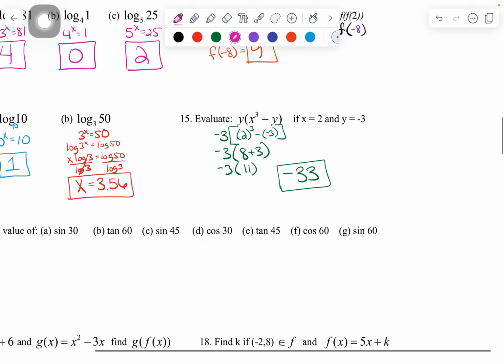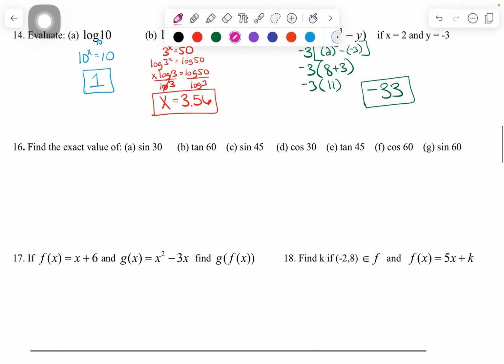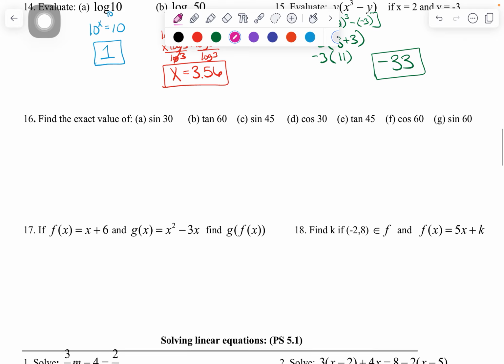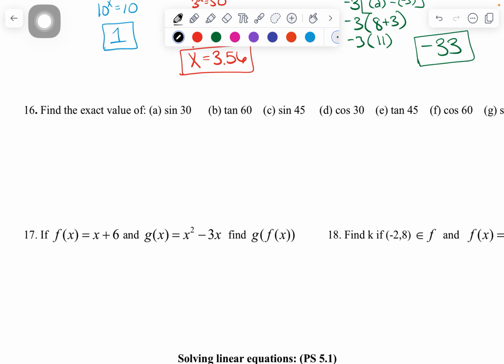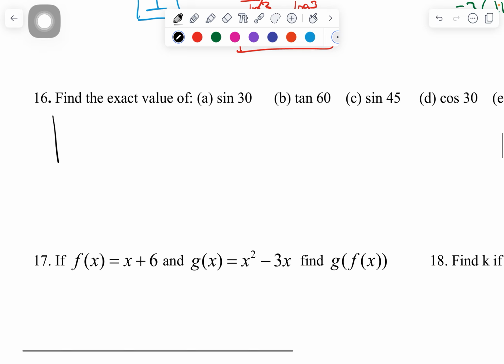All right, next question. Number 16 is a whole bunch of problems that all deal with your 30, 60, 90s and 45, 45, 90s. Now, you could use your unit circle on this. You could also use the special right triangles.